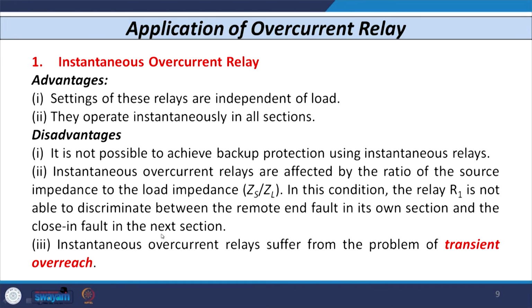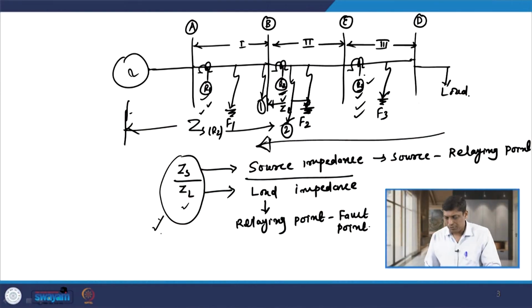Let us discuss the third disadvantage of instantaneous overcurrent relays. All these relays suffer from the problem of transient overreach. Now let us discuss what the transient overreach phenomenon is. Transient overreach is defined as the tendency of a relay to operate instantaneously beyond its own zone of protection.